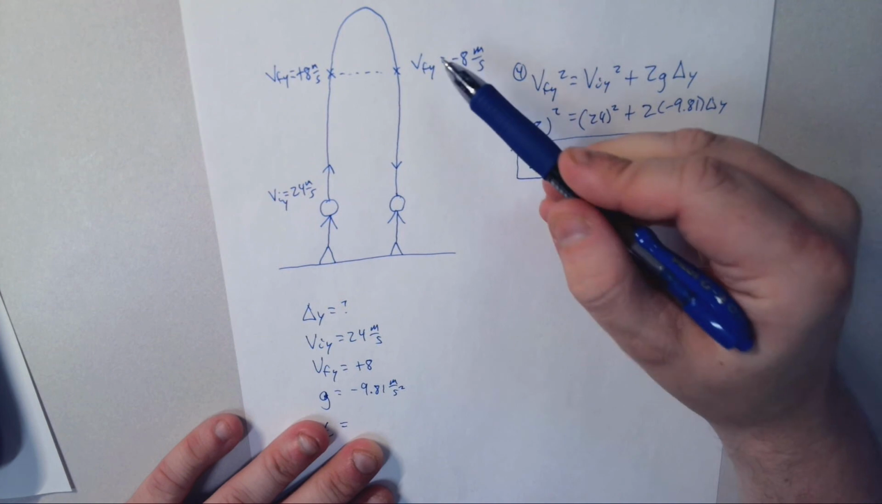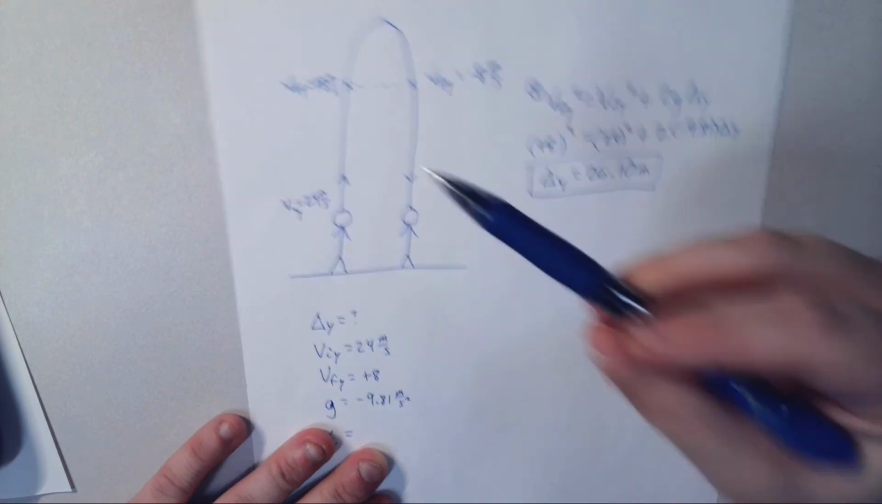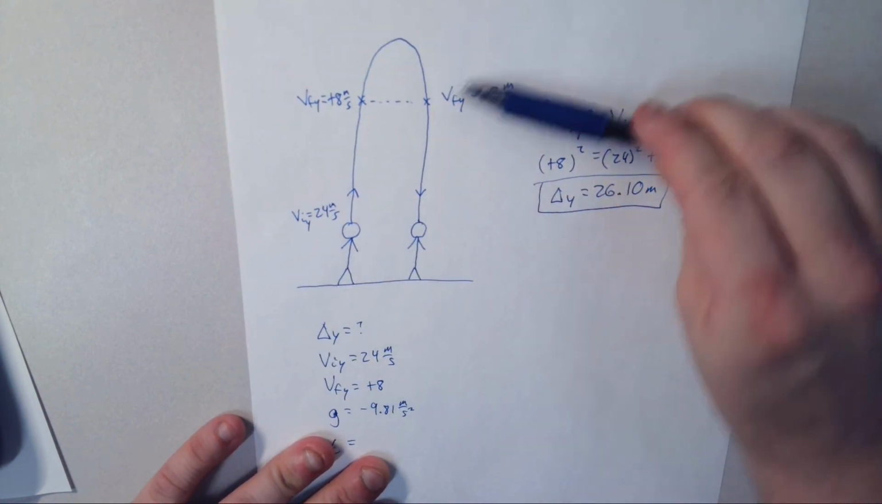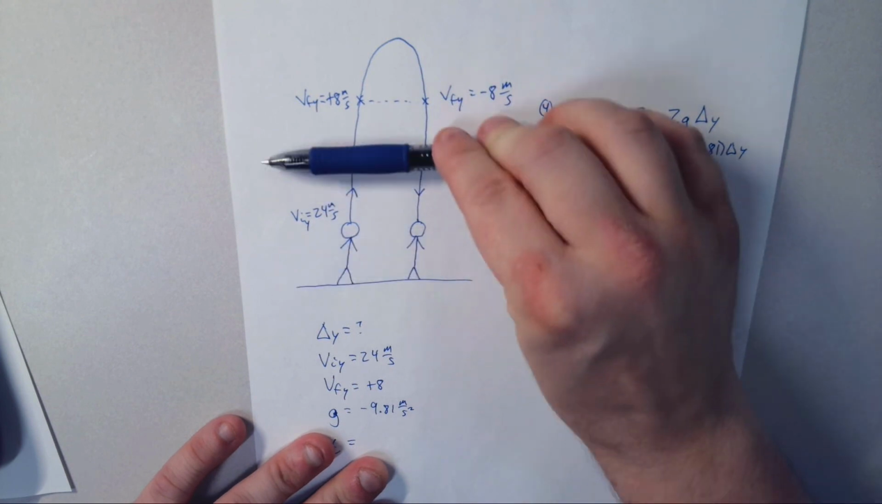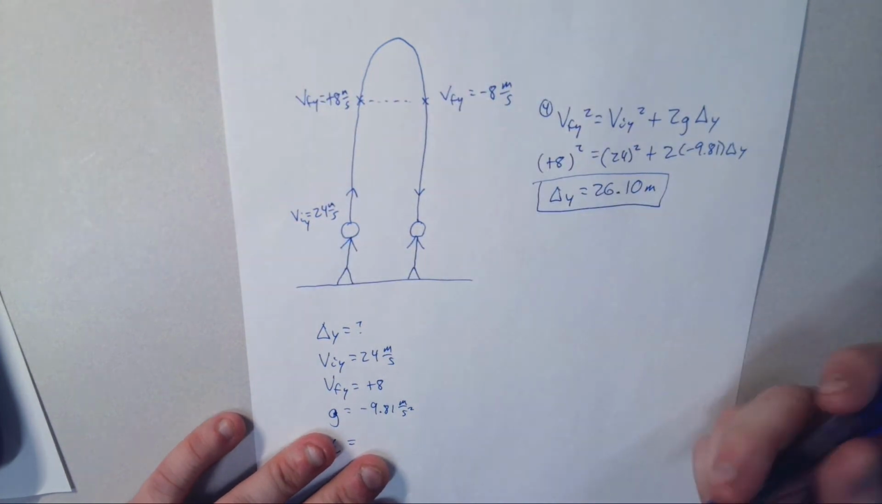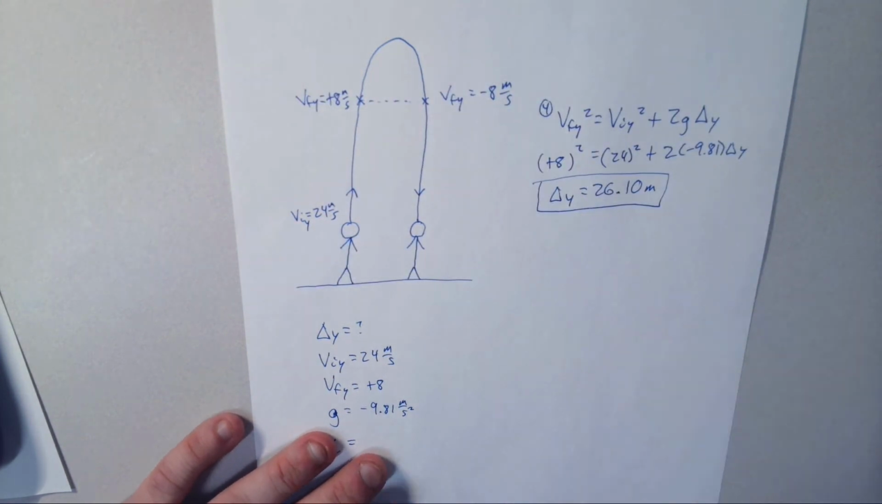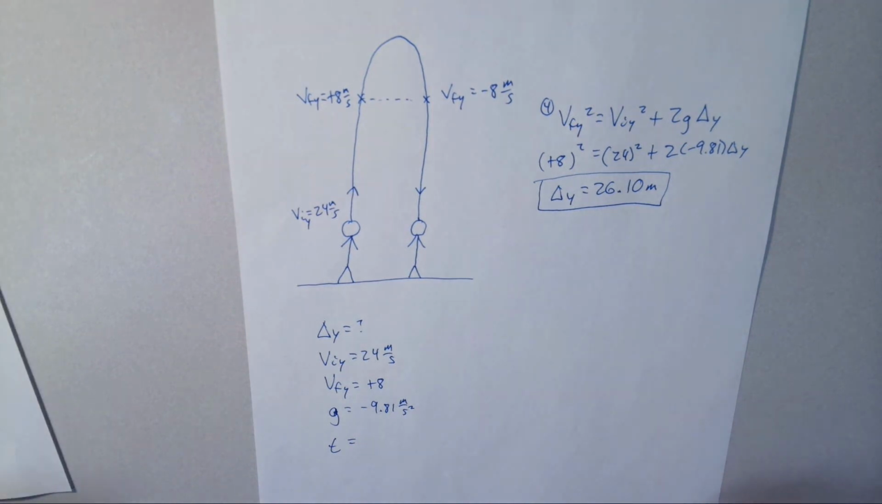like you said, if you put -8 squared here to figure out how far that is, just the displacement, we're not talking about the distance, the arc, we're talking about just from here to this point is 26.10 meters. So there's the first part done and solved.